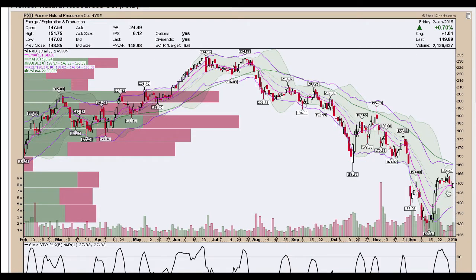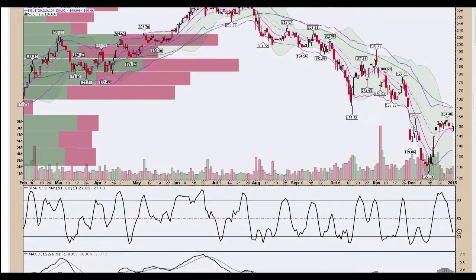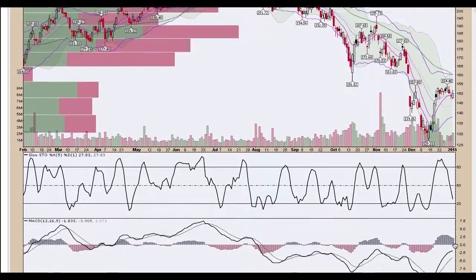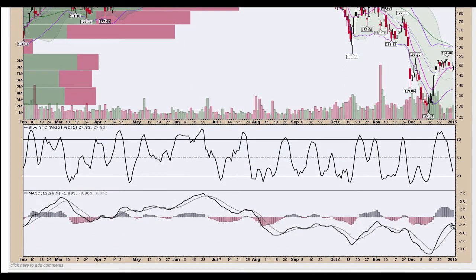Pioneer Natural Resources, PXD, looking decent. Moved off the lows, flagging out here above the 10 period EMA. We have this volume pocket. Resistance up here at 165-ish. Bollinger Bands are somewhat tight. Slow stochastics is getting oversold and turning, and MACD is above its signal line.